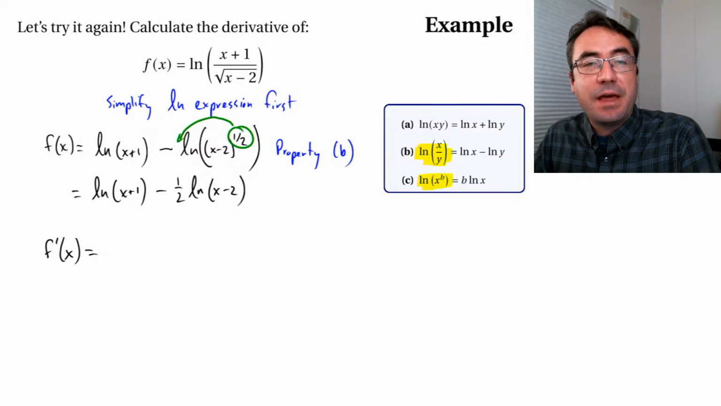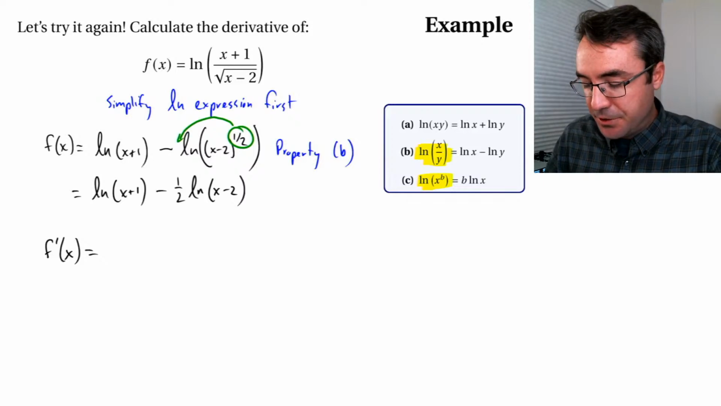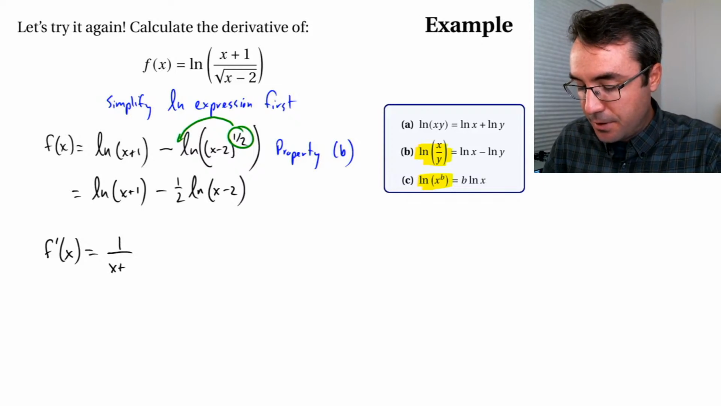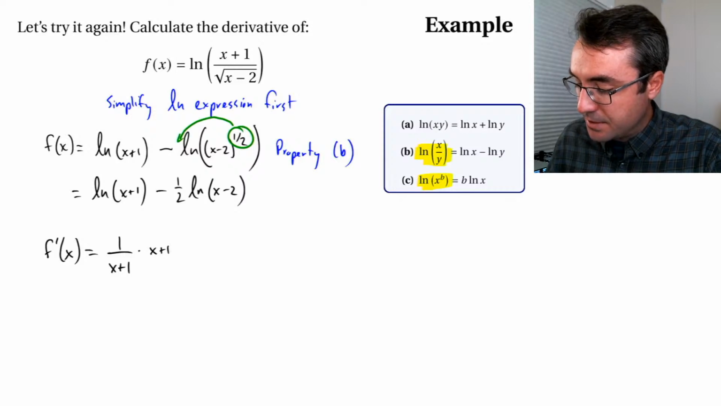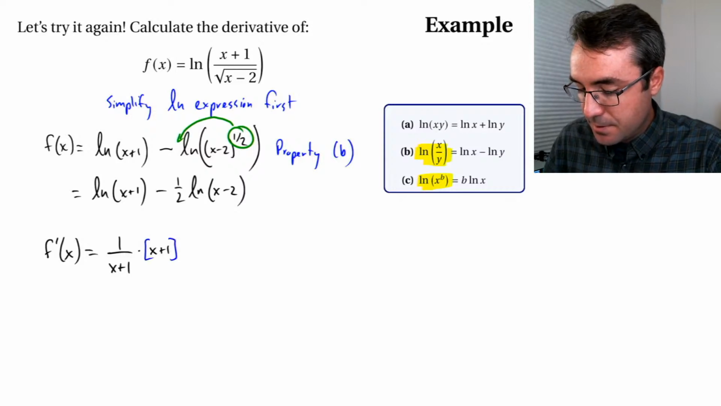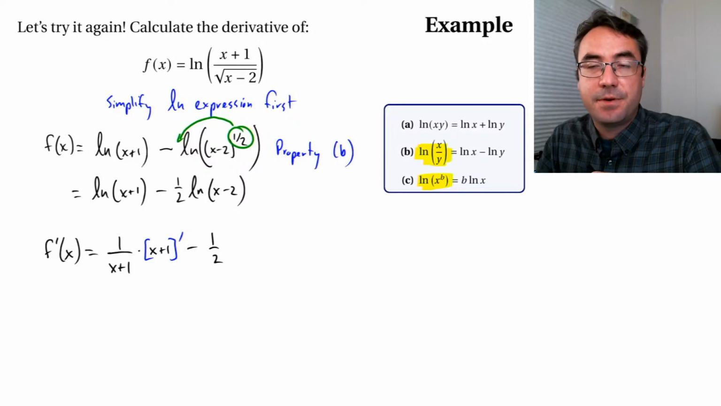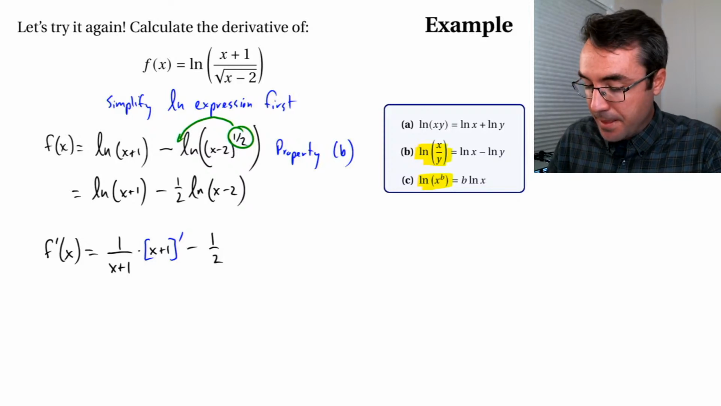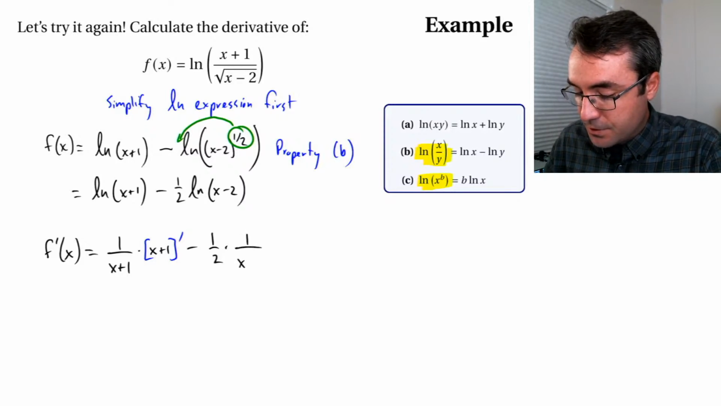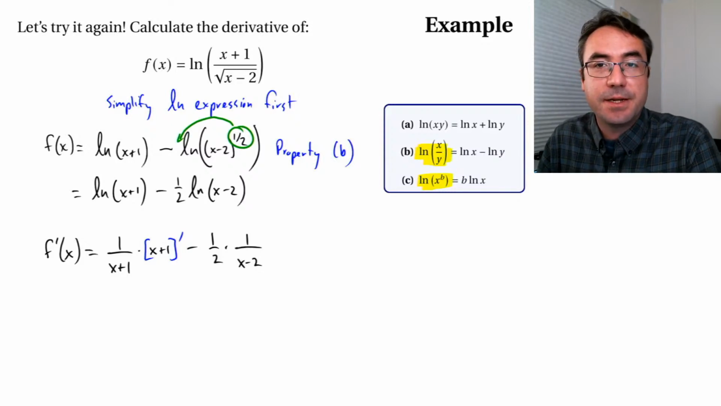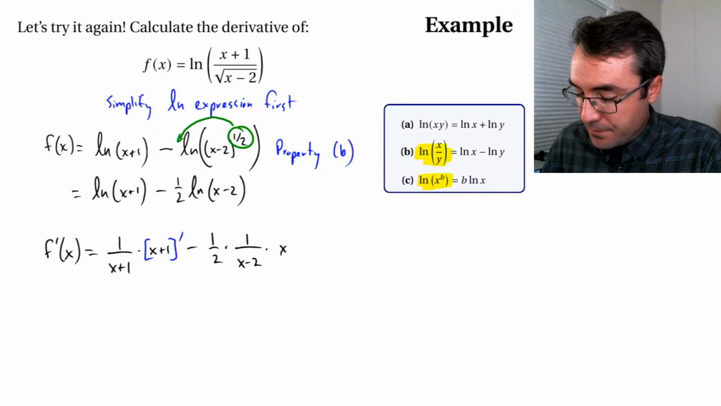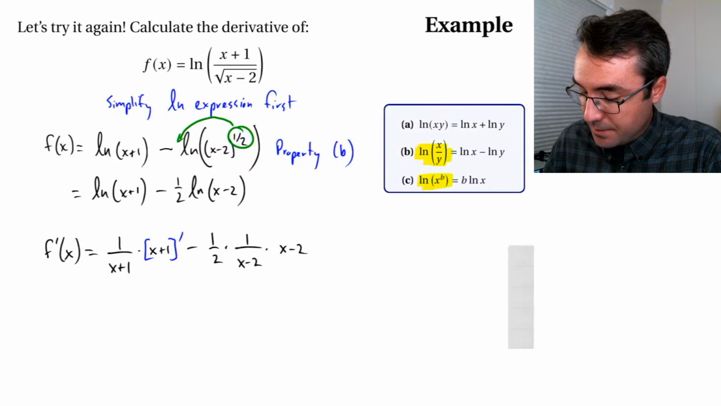So the derivative of that first natural log, what does it do? Well, you just do the reciprocal, and then you multiply by the derivative of what's inside the parentheses. Then we have a minus 1/2. And then the derivative of that second natural log term is 1 over, it's the reciprocal, so 1 over x minus 2 times the derivative of what's inside the parentheses there.